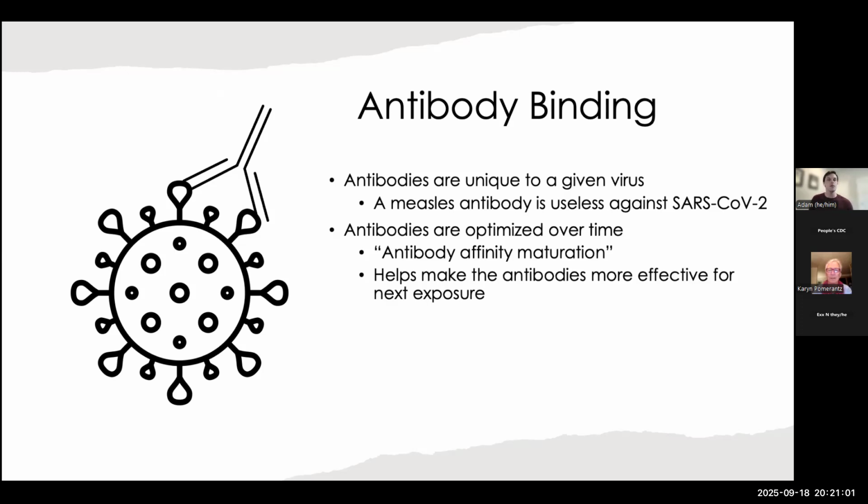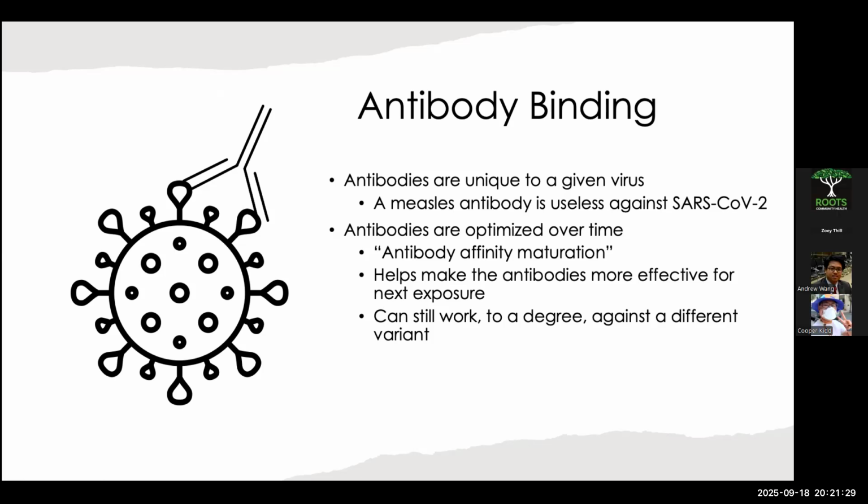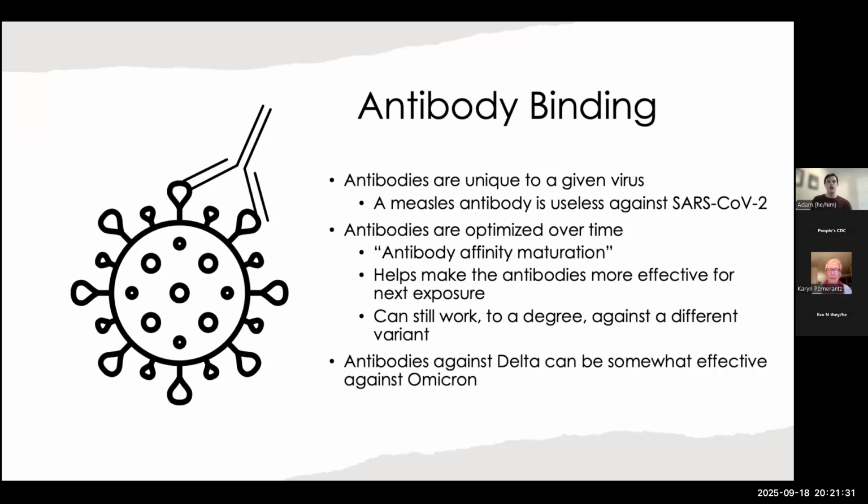And again, this helps make the antibodies more effective for the next exposure. It's part of your immune memory system, and it's how we get this process optimized to where if and when you are exposed again, you are in a really good position to fight it off a lot quicker. And these optimized antibodies can still work to a degree against a different variant. It's just the effectiveness is very dependent on the next variant you're exposed to.